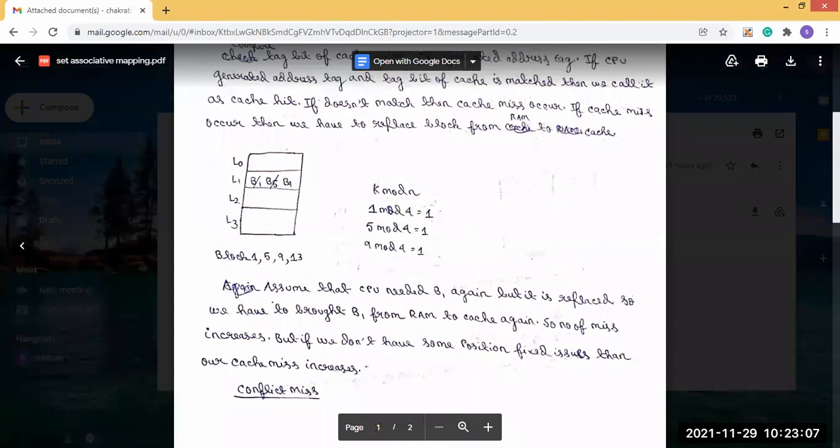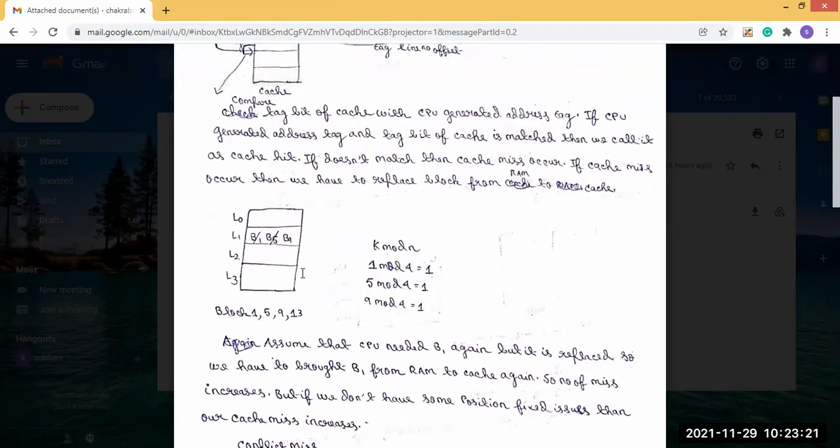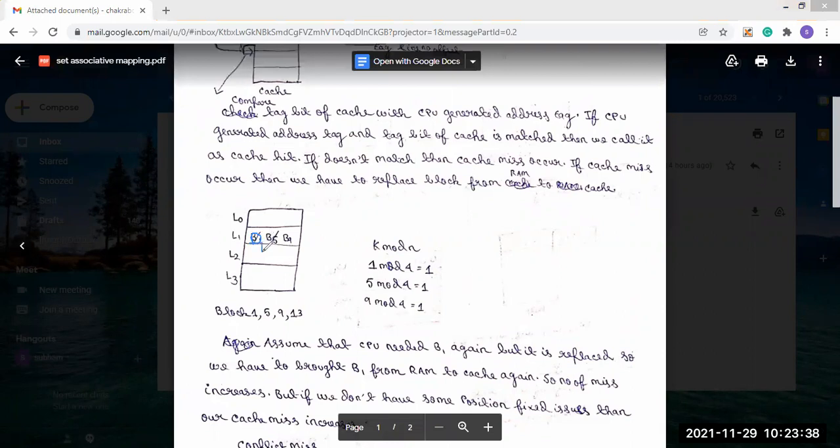But if we do not have the position fixed issue, then our cache misses decrease. That means the cache hits will increase, because with the position fixed issue we cannot accommodate blocks even if other places are vacant. Let's say B1 came first, so we place B1 here, then B5 came. Now B5 we cannot place in any other line, only in line number 1.